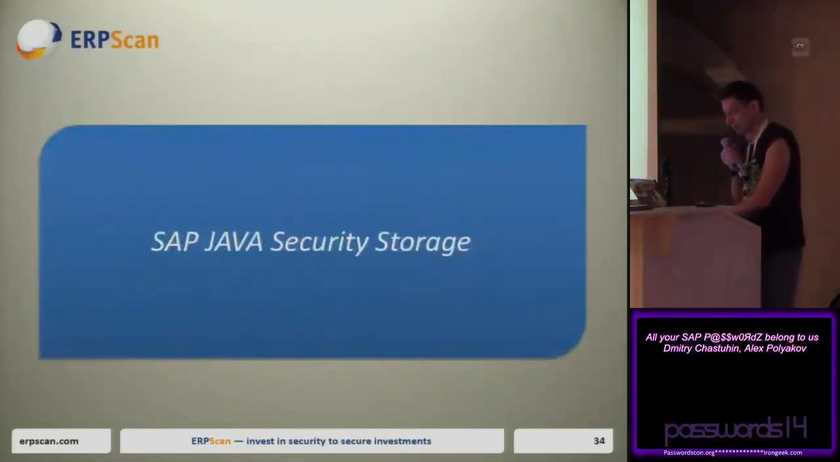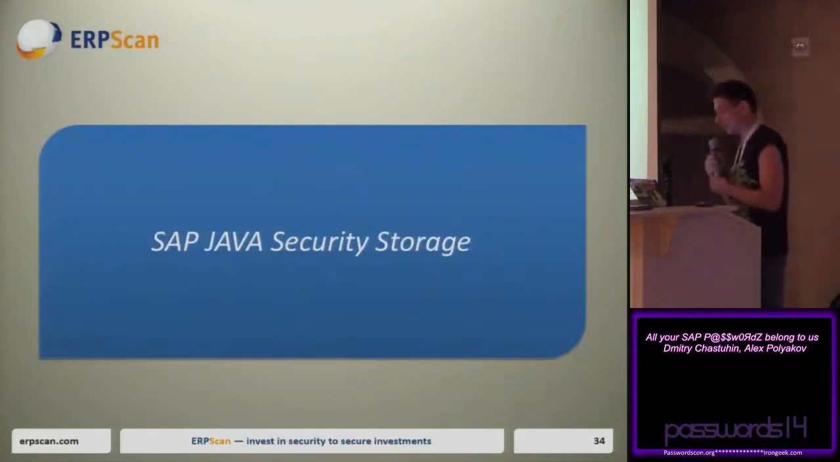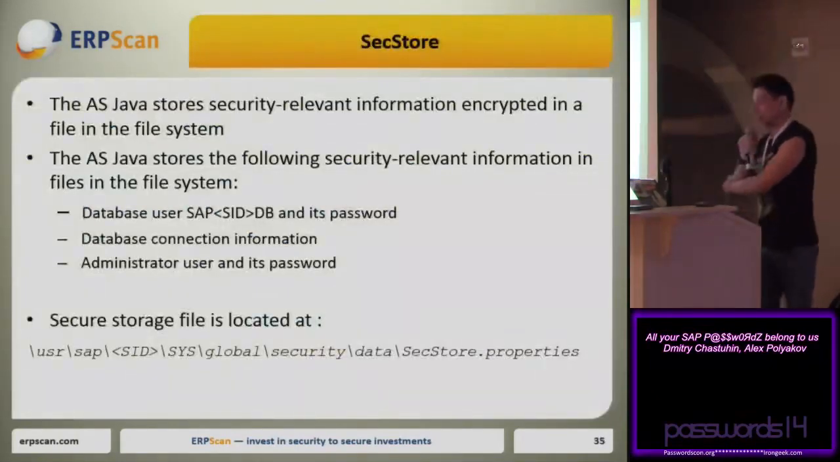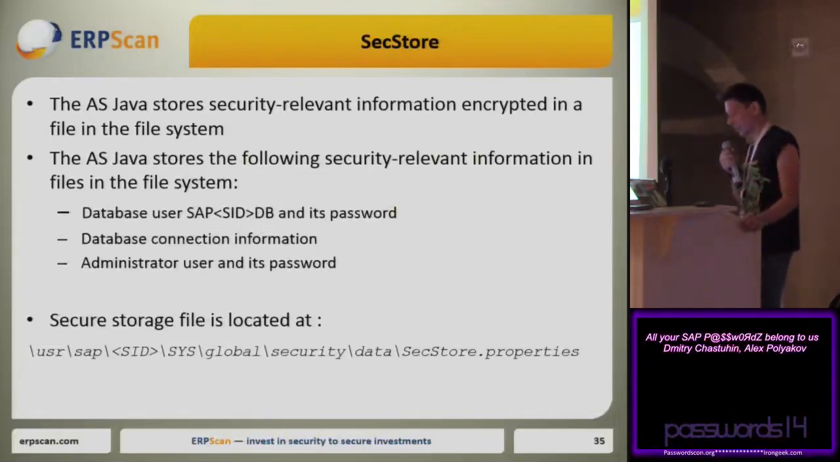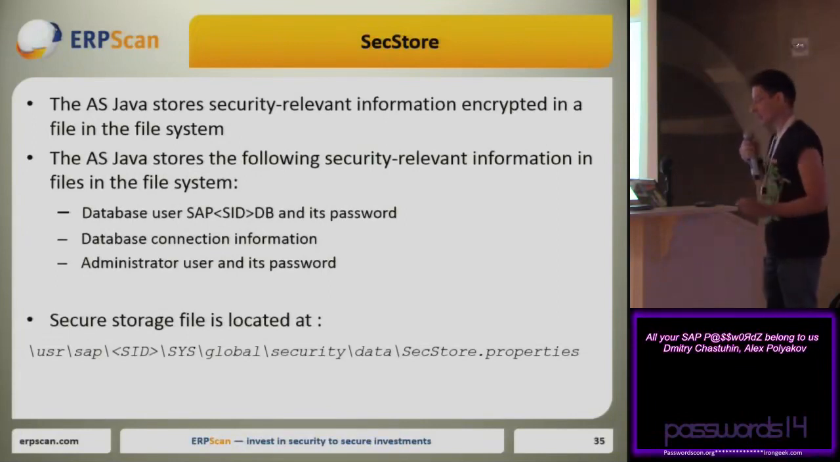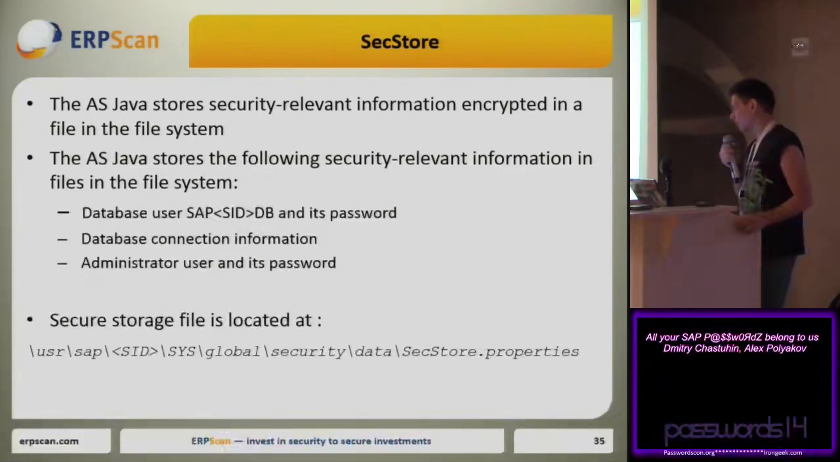And now on to the server side of the Java stack, starting with the Java security storage. What is that? The security storage is the place which the Java application server uses for storing sensitive information like a database user's name and its password, database connection information, an administrator user for that, and the administrator username and password of the SAP user on the operating system.